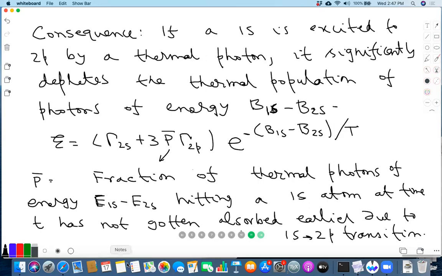Okay, are there questions? So shouldn't it be 1 minus that? Like if a photon is hitting a 1s, then it is destroying it, right?